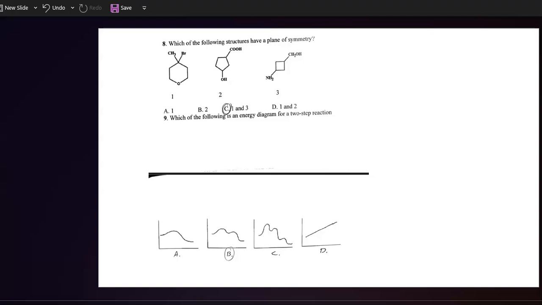The next question is about energy diagrams. A 2-step process is one which has 2 bumps on it. That's the 2-step reaction. The first one is just a 1-step. This one has 1, 2, 3 steps. This one is just a straight line. So your answer to this is B.